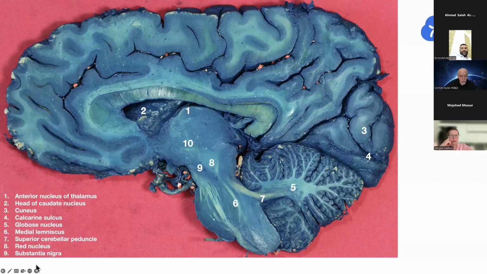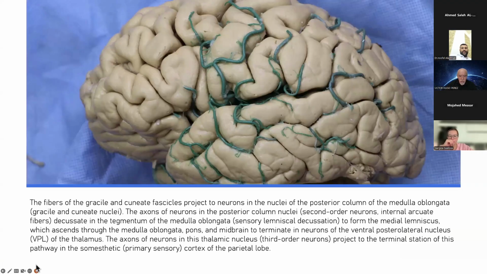The fibers of the gracile and cuneate fascicles project to neurons in the nuclei of the posterior column of the medulla oblongata, the gracile and cuneate nuclei. The axons of neurons in the posterior column nuclei, the second-order neurons, the internal arcuate fibers, decussate in the tegmentum of the medulla oblongata, the sensory lemniscal decussation, to form the medial lemniscus, which ascends through the medulla oblongata, pons, and midbrain to terminate in neurons of the ventral posterolateral nucleus of the thalamus.